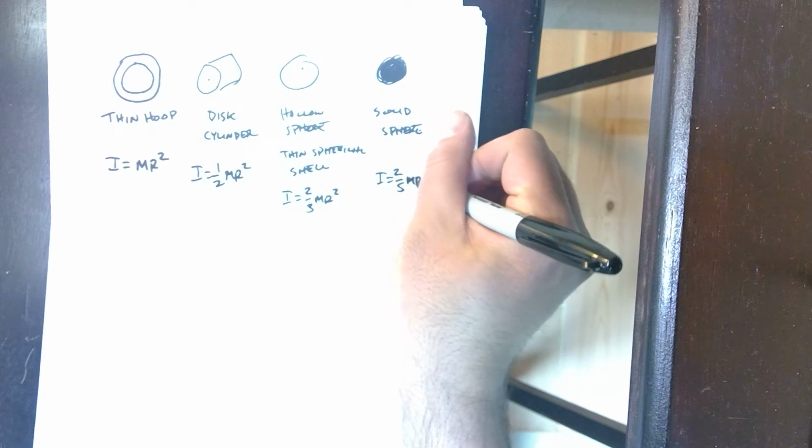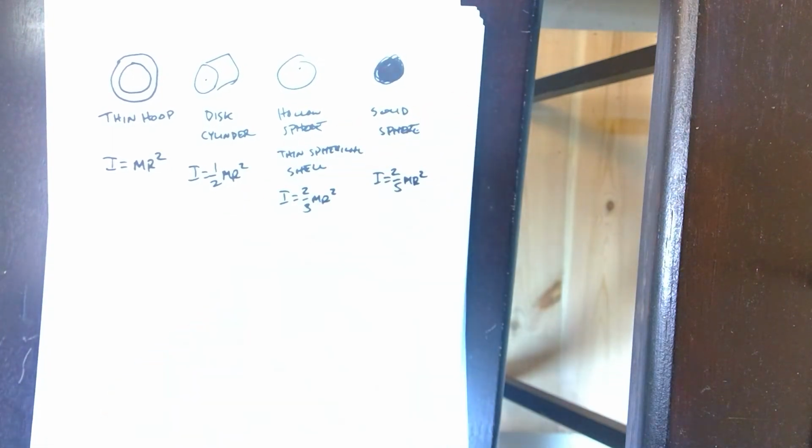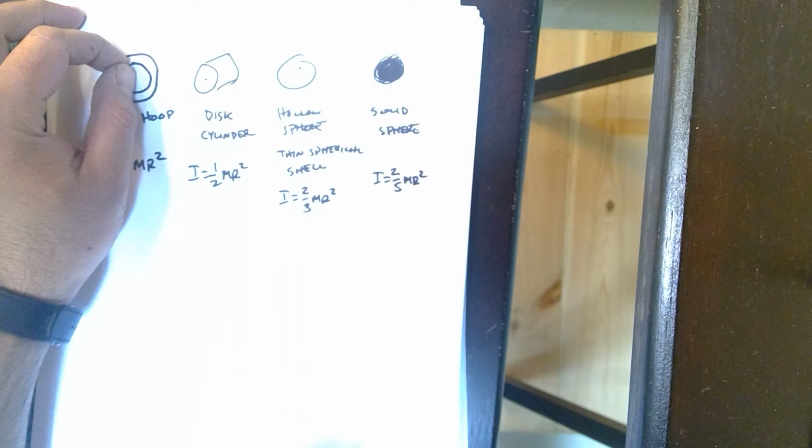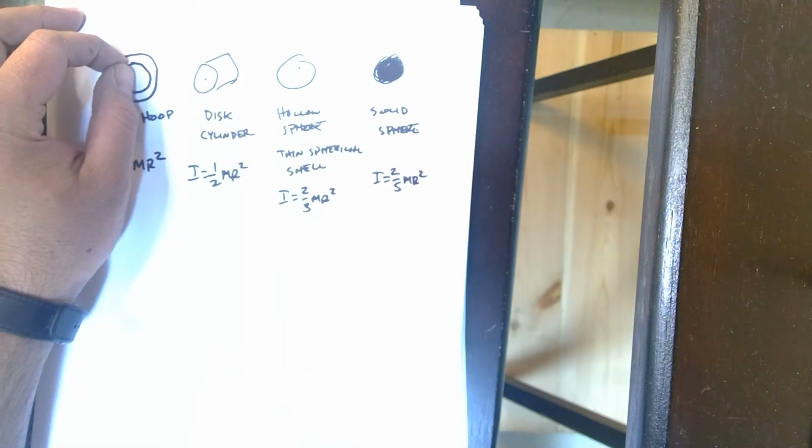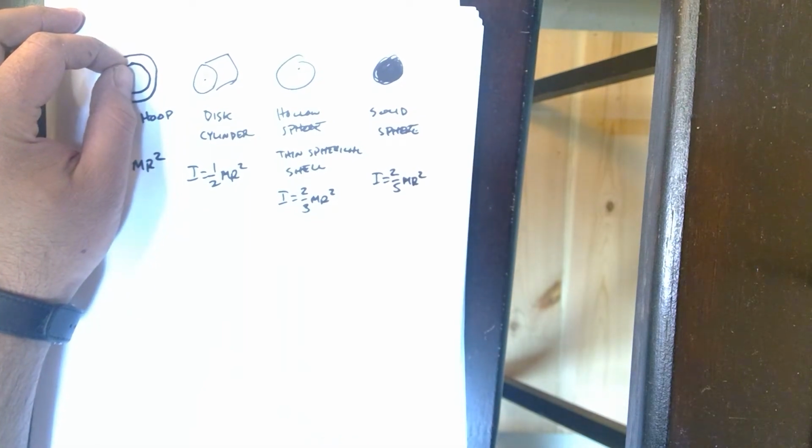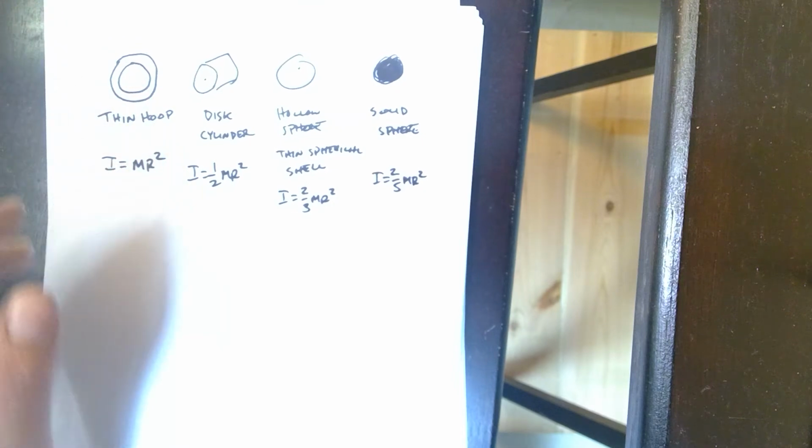So what you should notice here is that the objects that have more mass farther away from the pivot point, those are the objects that end up having a larger moment of inertia.